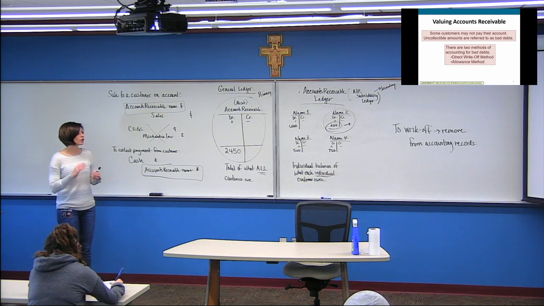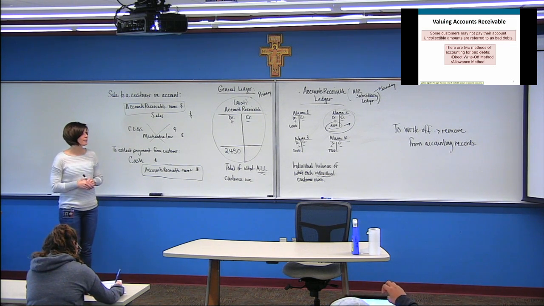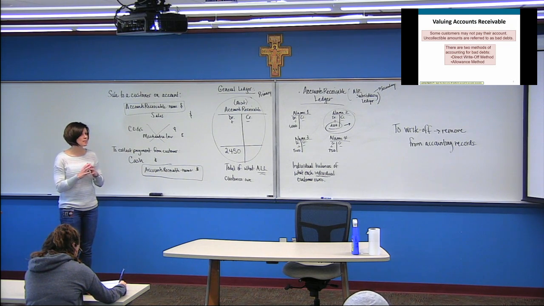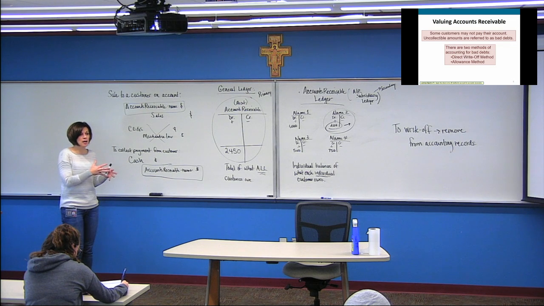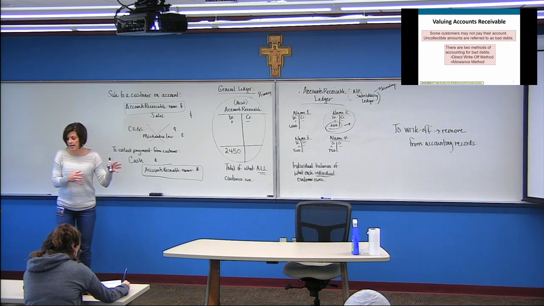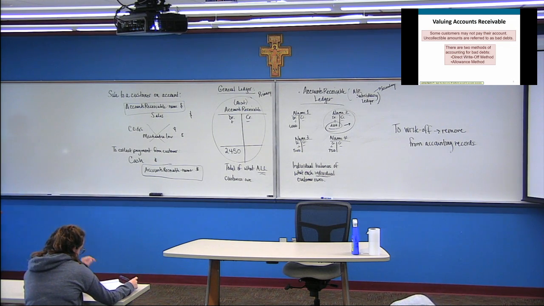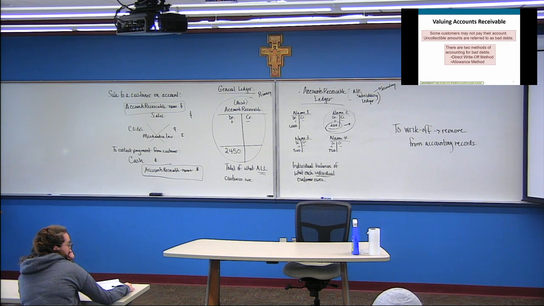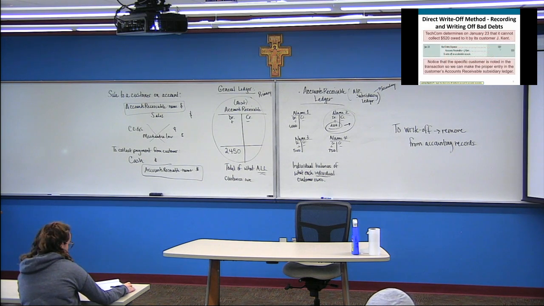So there are 2 methods for writing off. And when I say writing off bad debts, or accounting for bad debts, I mean getting rid of them, removing those numbers from our accounting records. The second method is called the allowance method, so I'm going to jump to that. Some customers are not going to pay their accounts. We call those accounts uncollectible. I'm not able to collect them, so those are bad debts.